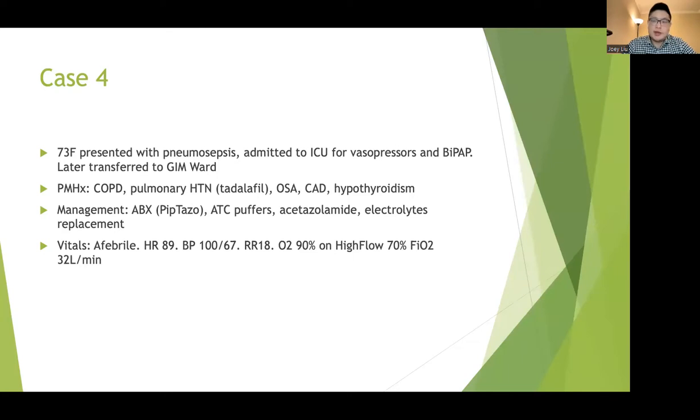The management steps she had received when we assessed her were prostacyclin, antibiotics, her home puffers, a little bit of acetazolamide as well, and electrolyte replacement due to multiple metabolic derangements she had so far in her care. From a vital sign standpoint, she was on high flow oxygen, spontaneously breathing, and hemodynamically quite stable when I saw her.